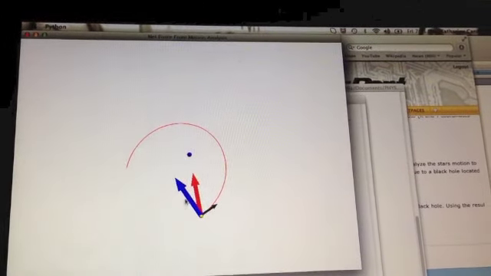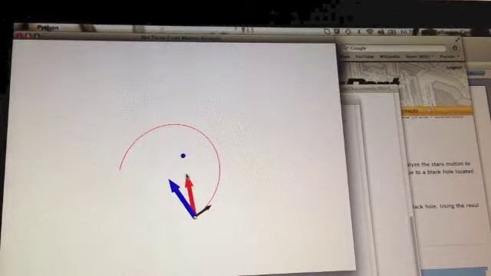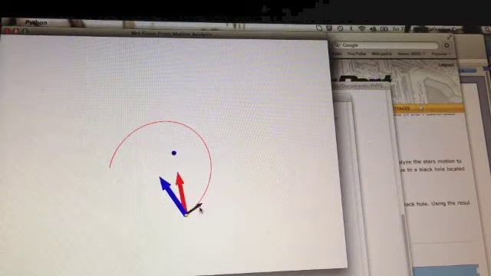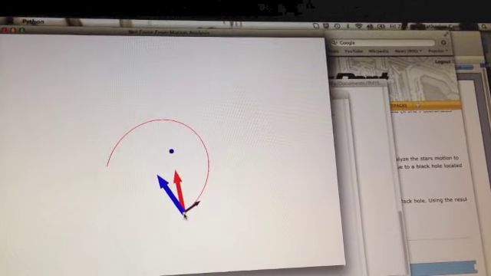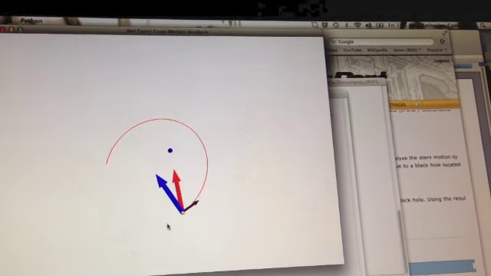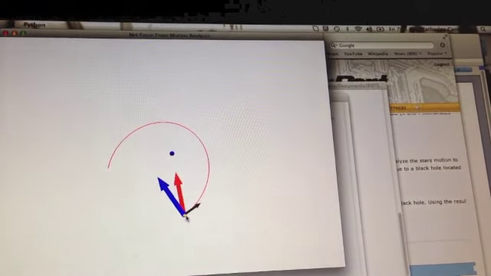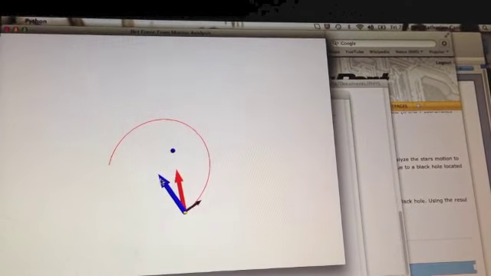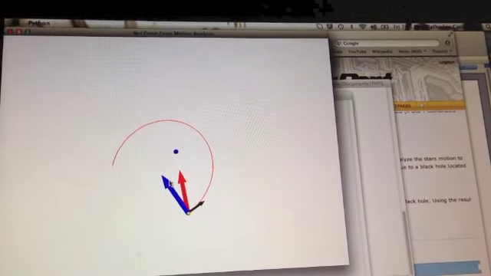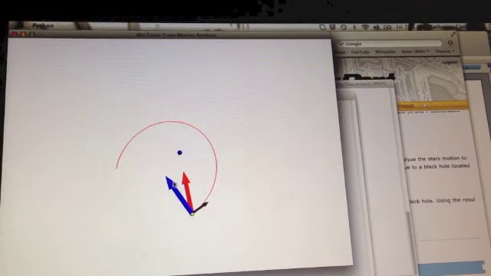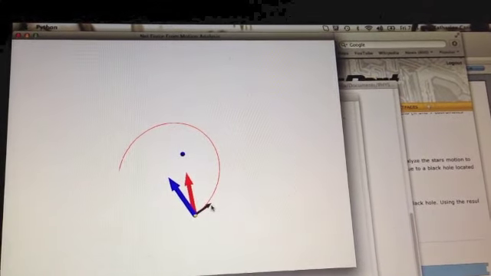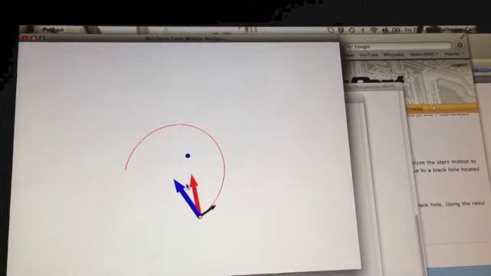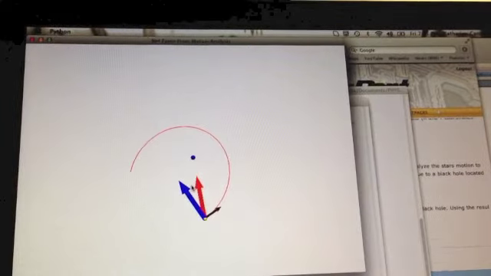As you can see, the red arrow represents Fnet and always points toward the black hole. The black arrow represents F parallel. When the star is speeding up, it is in the same direction as momentum and velocity. When the star is slowing down, it's in the opposite direction, like it is now. The blue arrow represents Fnet perpendicular. Fnet parallel demonstrates the magnitude of Fnet, while Fnet perpendicular represents the direction of Fnet.